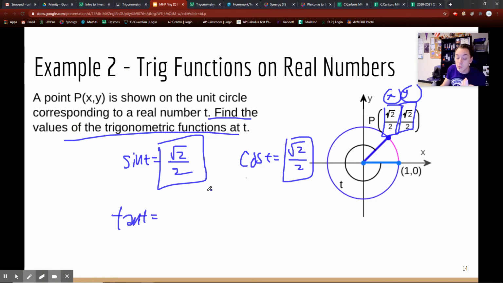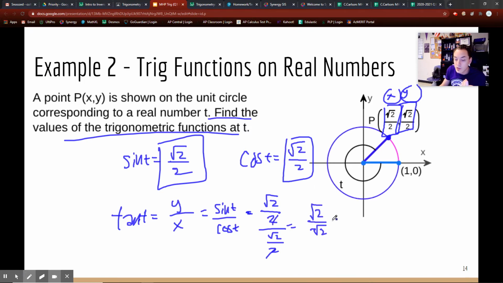What's tangent of t? Tangent of t is y all over x, or sine of t all over cosine of t, because that's my quotient identity, which is therefore radical 2 all over 2 divided by radical 2 all over 2. The 2's cancel, and I'm just left with radical 2 all over radical 2, which equals 1. Or you could have just said it's the exact same thing divided by itself, which is just 1. Okay?